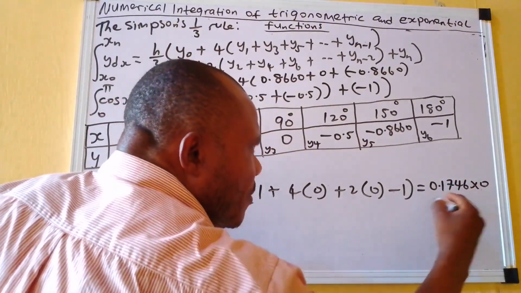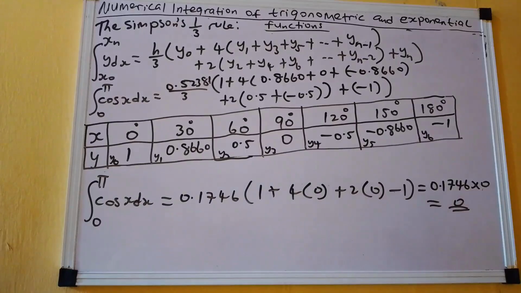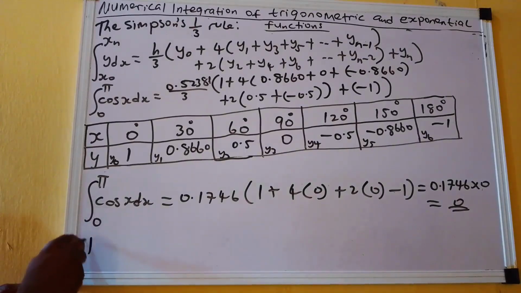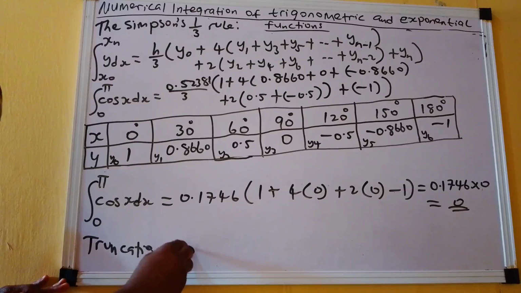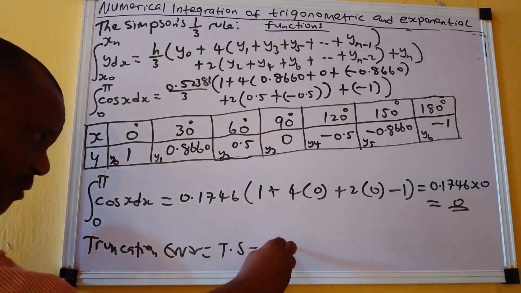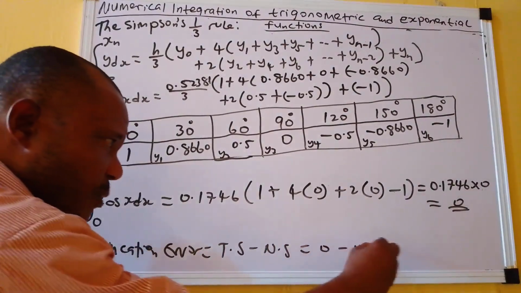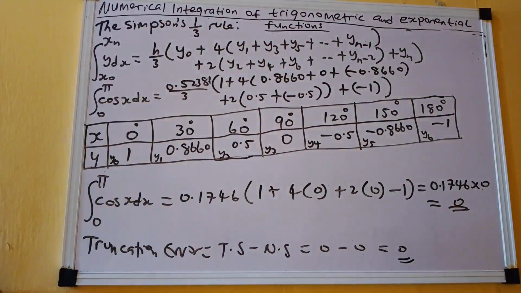0.1746 times 0, and that will be equal to 0. Again, using the Simpson's 1 over 3 rule to solve, we have gotten 0. Now our truncation error will be equal to the true solution minus the numerical solution, which is 0 minus 0, so our truncation error is 0. That means the Simpson's 1 over 3 rule is error-free for this particular problem.